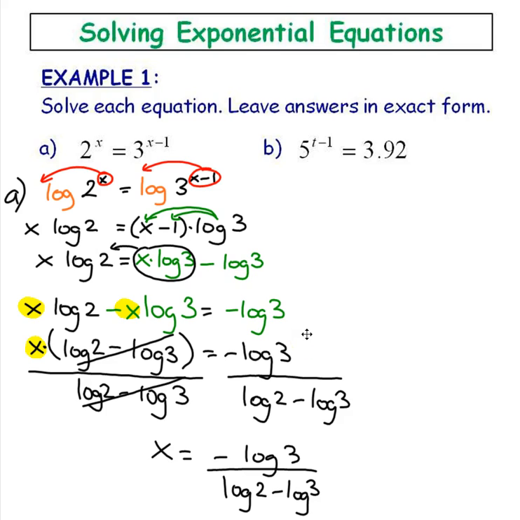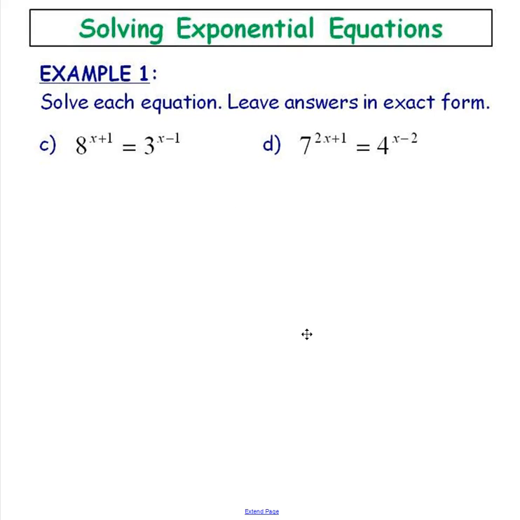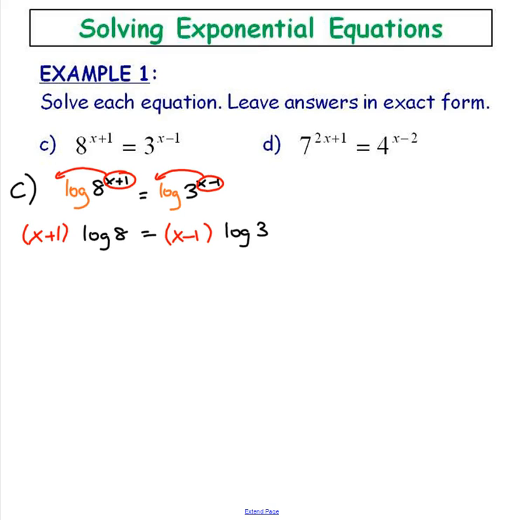All right, so I know it's a little bit tough, but let's do a couple more examples, and you'll kind of get the hang of it. They're basically the same. Okay, so question C. Again, you're just going to log both sides, bring the exponents down with brackets. All right, you're going to expand, so I did them in different colors. The green one is going to be x times log 8 plus 1 times log 8. The blue is going to be x times log 3 minus 1 times log 3.